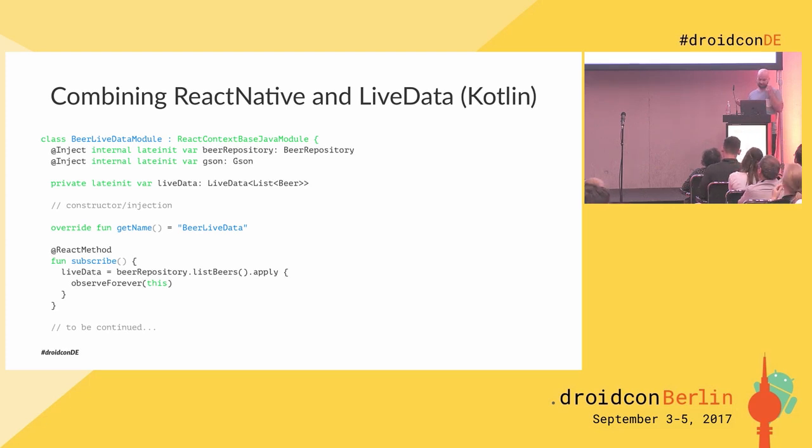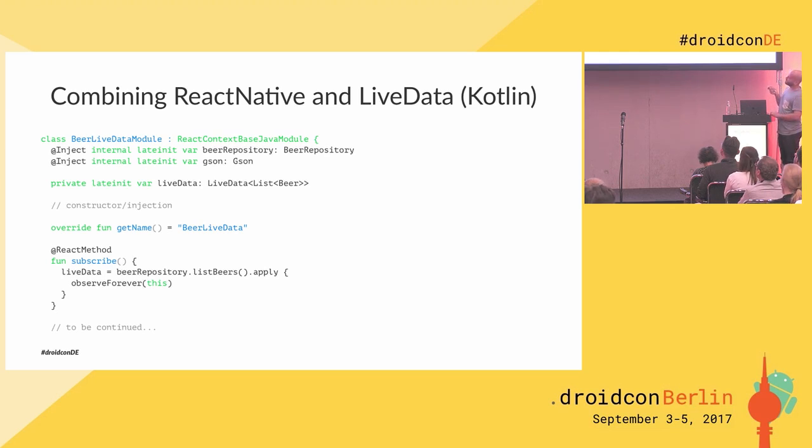But if you have some existing code and you want to make the UI in React Native but not rewrite your whole app in it, here's an example of how you could connect React Native to LiveData, which Google announced at I/O this year. So I use beer in most of my examples, as you can see. The first thing you do, and this is Kotlin, is extend this ReactContextBaseJavaModule. This is your signal to React Native that you've got some native code that it needs to be aware of.